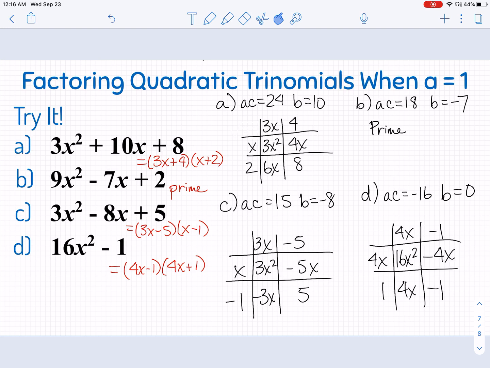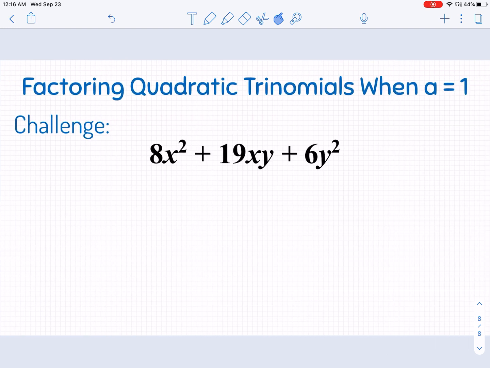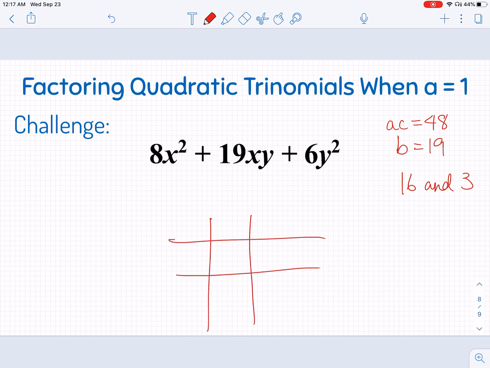Okay, so this last example is a challenge problem. And it is similar to the problem we did yesterday. So we're still looking for factors of AC that add to equal B, which in this case are 16 and 3. So we're going to set up our box, and we're going to put our 8x squared here, and our 6y squared here. And then we're going to put 16xy and 3xy. Remember, our variable was xy, so that's what both of these get.